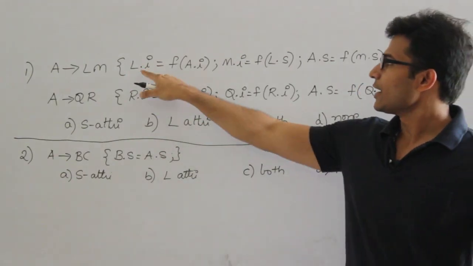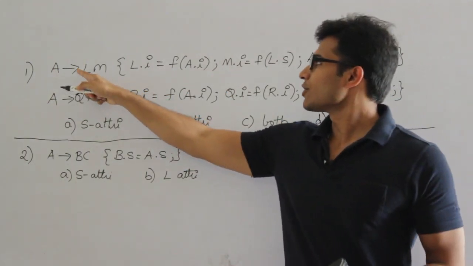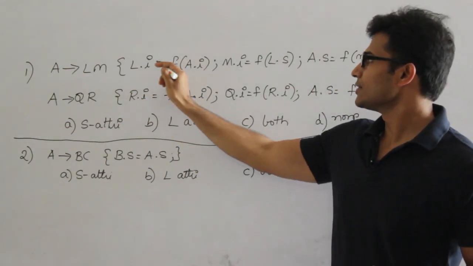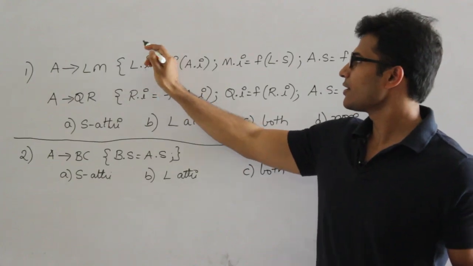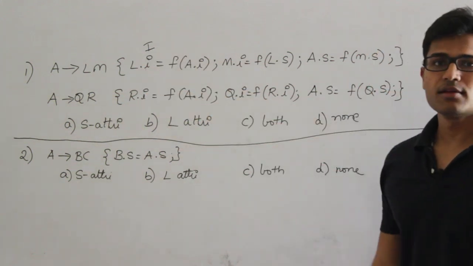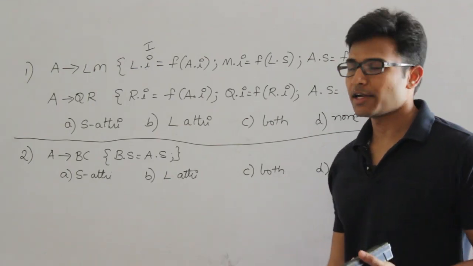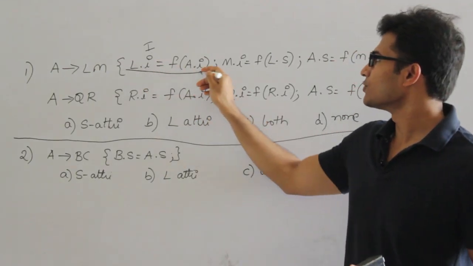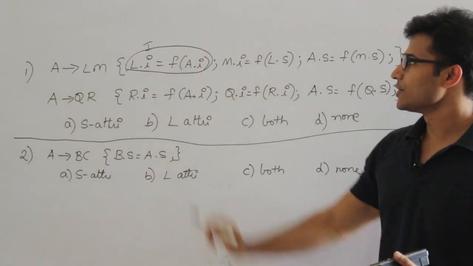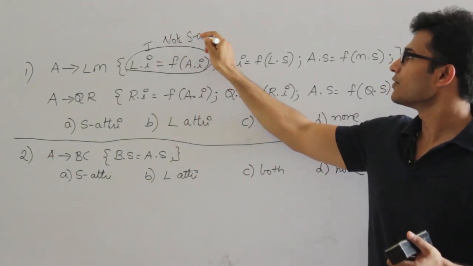So the first one is L.I = f(A.I). What does it mean? L is taking value from A. So a child is taking a value from the parent, which means L.I is an inherited attribute. Since it is an inherited attribute, this SDT cannot be S attributed. Why? In an S attributed SDT, there has to be only synthesized attributes. There could be other rules also which are failing, but just because of this rule you can stop here and say that this is not an S attributed definition.